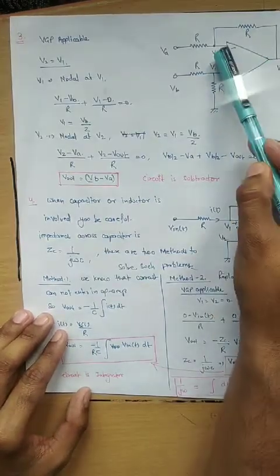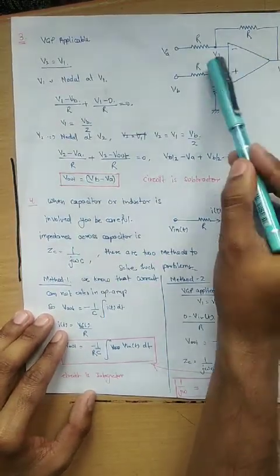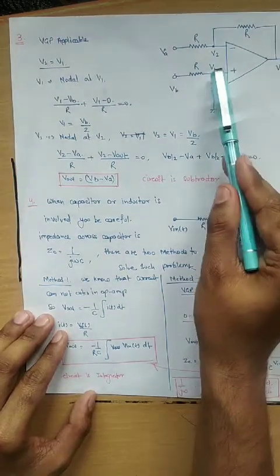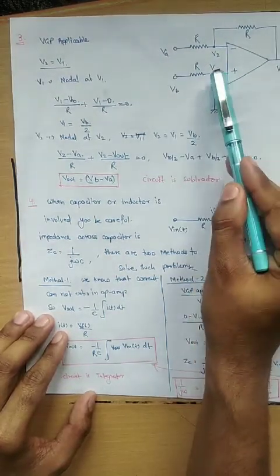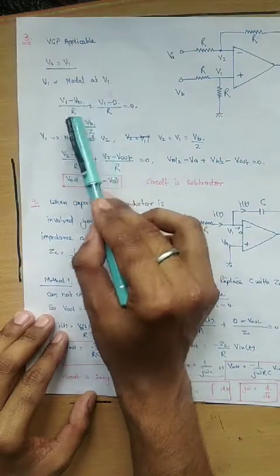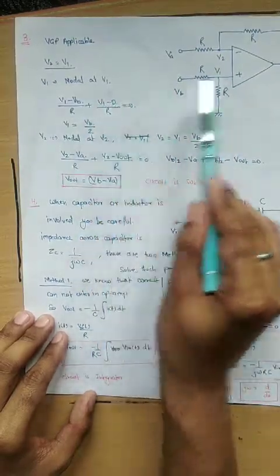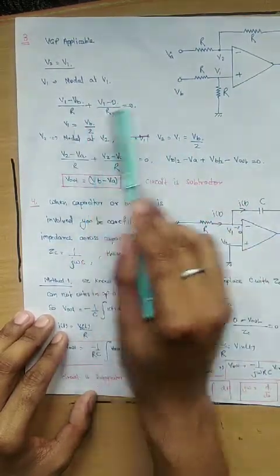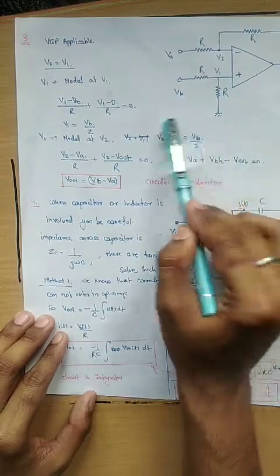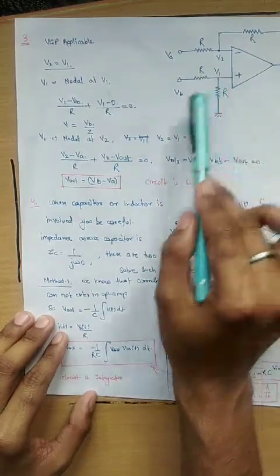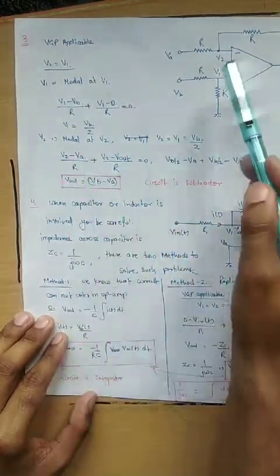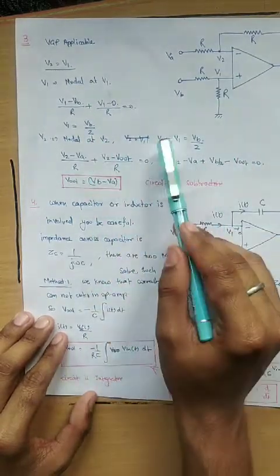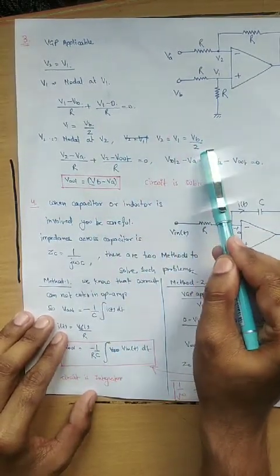So V1 is equal to V2. What is V1? Here we have to find out V1. So (V1 minus VB) by R plus (V1 minus 0) by R equals 0, so V1 is equal to VB by 2. By voltage divider rule also it is VB by 2. So V2 is equal to V1, it means V2 is equal to VB by 2.